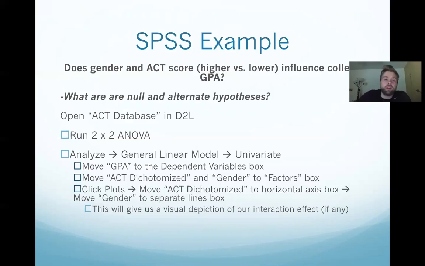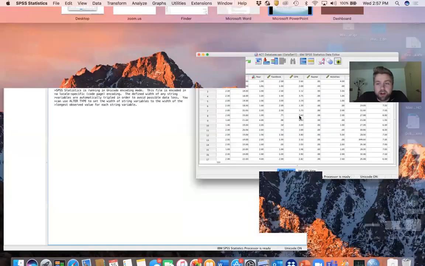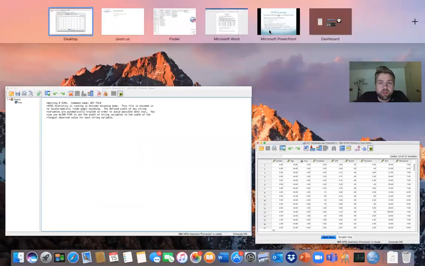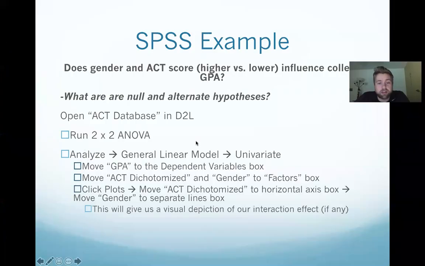So I'm going to go ahead and open the database, which I actually already have open here. And we're going to go ahead and do what it says here on the screen. We're going to do analyze, general linear model, univariate, okay? And I'm going to move GPA to the dependent variable box. And I'm going to move ACT dichotomized and gender to the factors boxes, because those are my two grouping variables, right? Someone can have either a high or low score and be either, again, in this example, male or female.